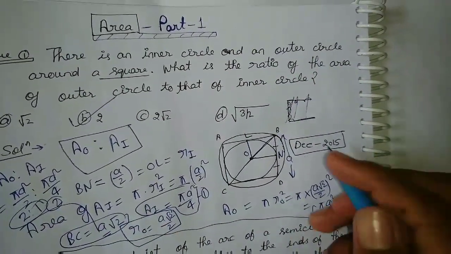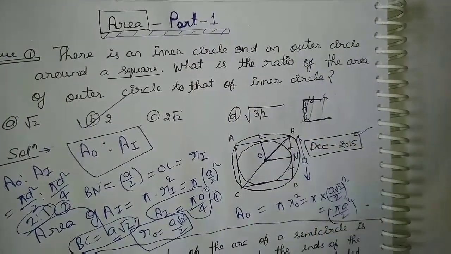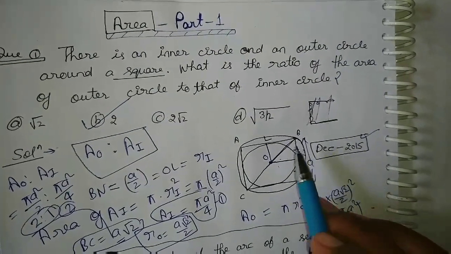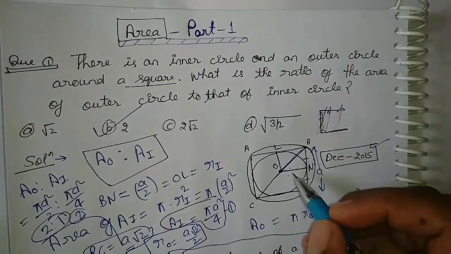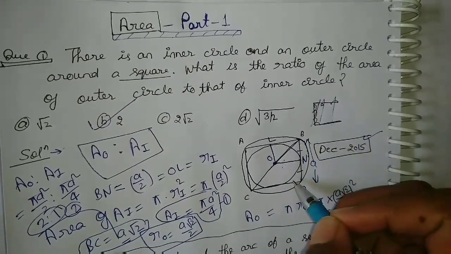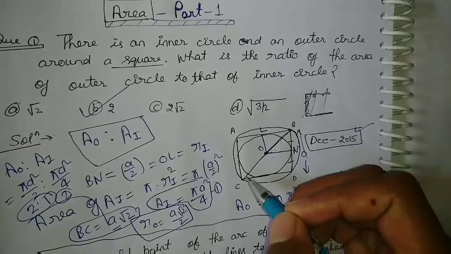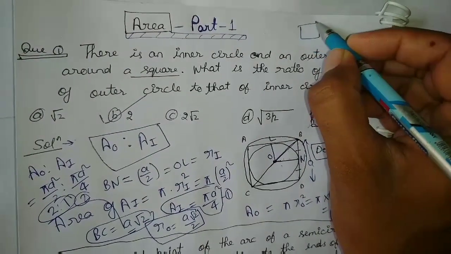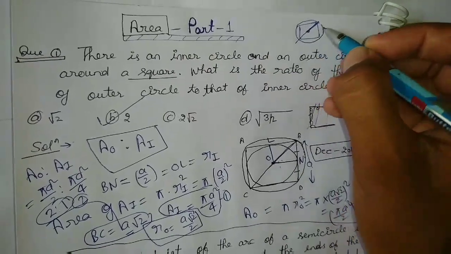So this is a question which was asked in December 2015, and in this question it is given that there is a square with an outer circle and an inner circle, and you have to find the ratio of the area of the outer circle to the inner circle. First of all you will find the radius of both circles. For the inner circle you will draw a perpendicular from the center to this chord BD of the bigger circle and it will divide it into two parts. This will be the radius of the inner circle. For the bigger circle's radius you will just take the diagonal of the square, because the radius is just half of this diagonal.